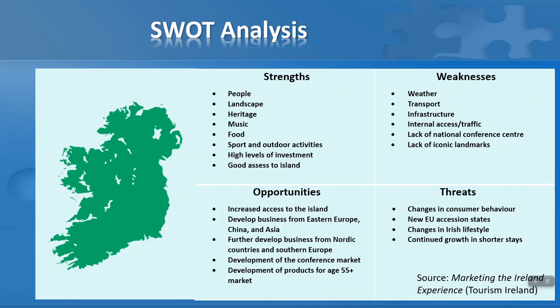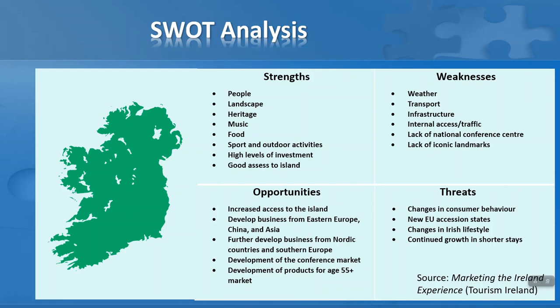I won't read through them all, but in the strengths, they looked at things like some of the strengths of Ireland as a tourist destination: things like the heritage and music and food. Some of the weaknesses for Ireland as a tourist destination are some obvious things like the weather, but also some infrastructure and a lack of iconic landmarks. We don't have in Ireland the Arc de Triomphe, the Empire State Building, the pyramids, or anything like that.